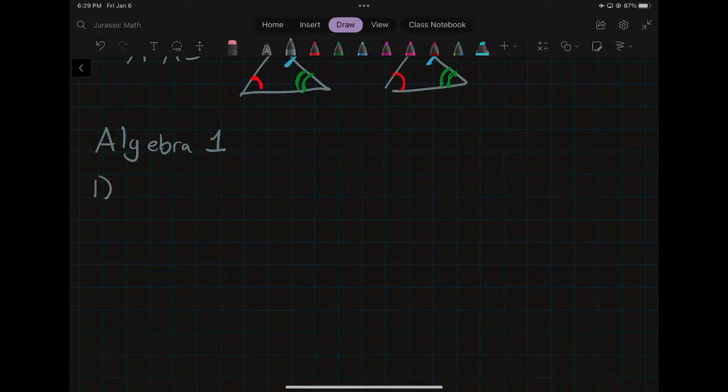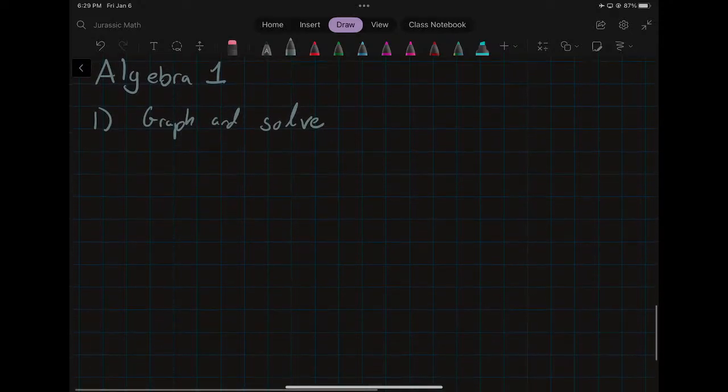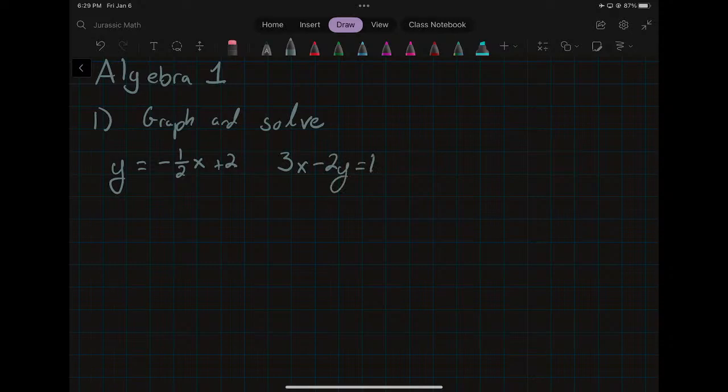So algebra question number 1. Graph and solve. Oh my gosh, I cannot write today. So we have 2 equations here. y equals negative 1/2 x plus 2. And our second equation is 3x minus 2y equals 12. So I've used the blue color and the green color a lot to demonstrate these. So I'm just going to do that because the green one I got to manipulate actually.